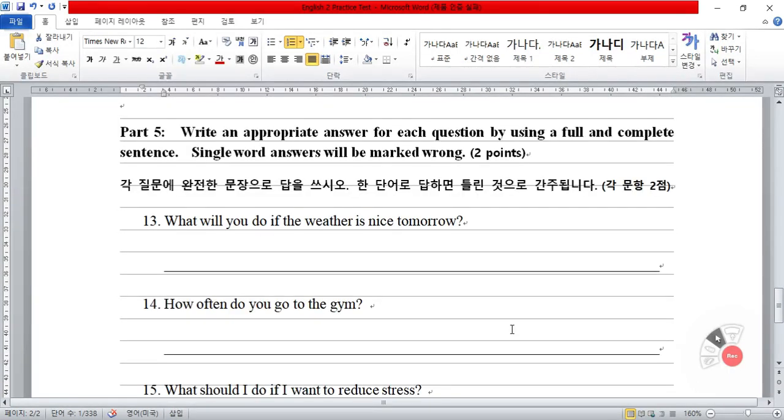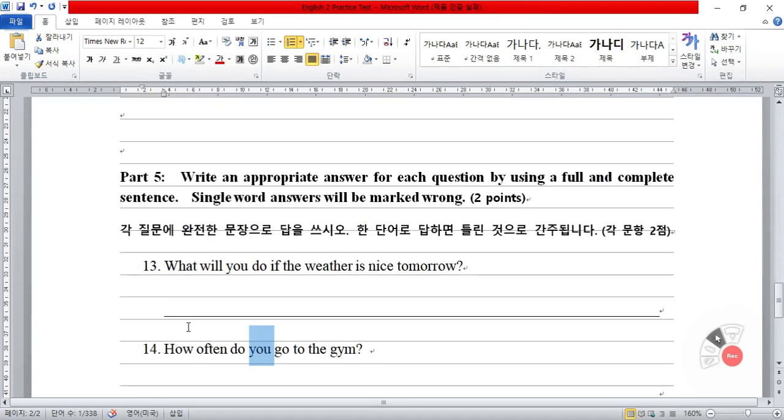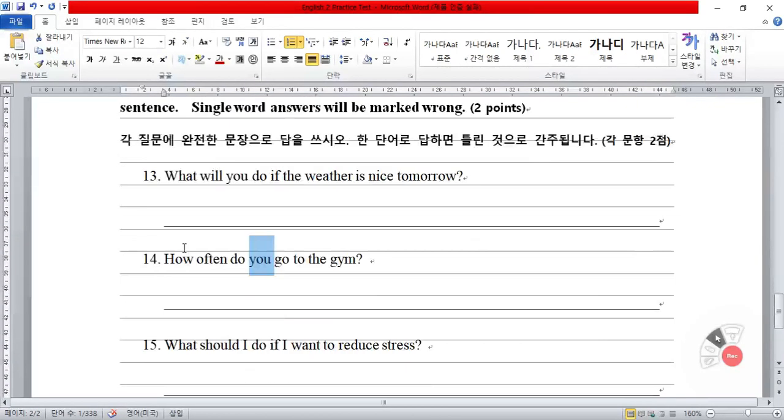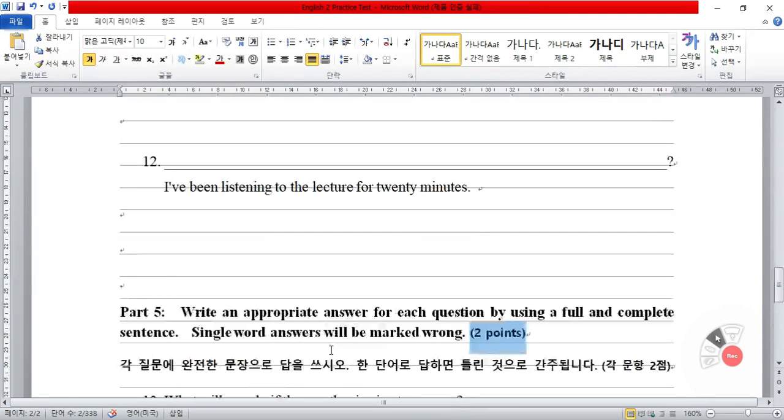And finally, in part 5, you're given the question. You will write your own answers. Often these questions deal with you, so you're going to give your own answer for each question. Now, part 4 and part 5 questions are worth 2 points each. So they're a little more valuable than the other questions.